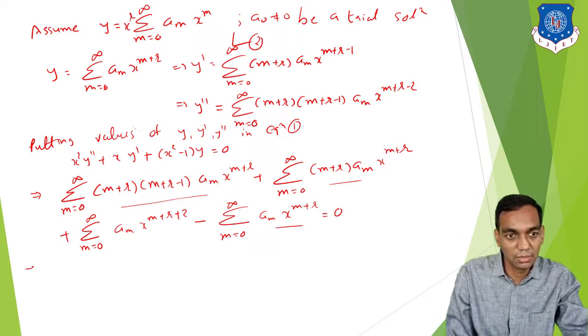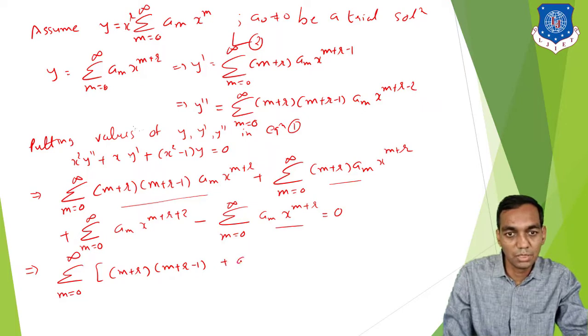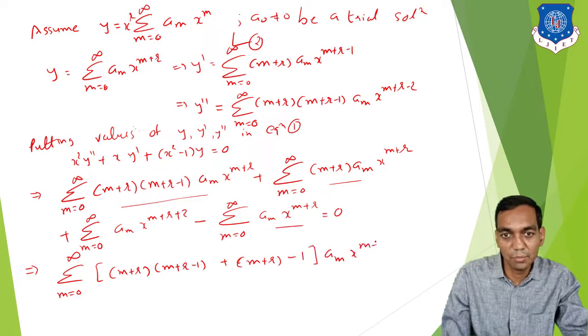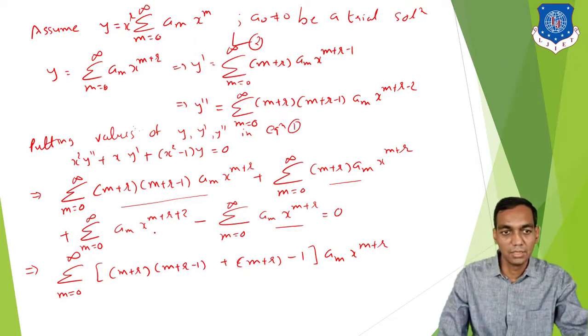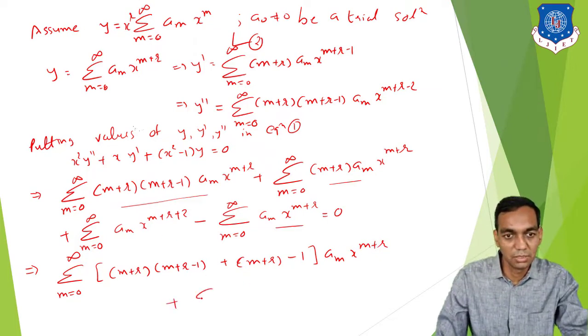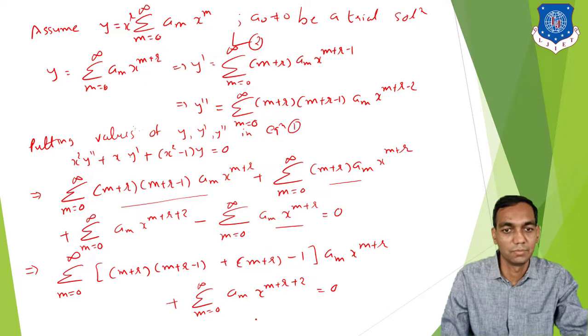So common out it, and that will give you sigma m running from 0 to infinity, (m plus r)(m plus r minus 1) plus (m plus r) minus 1, into am x raised to m plus r. Correct? And this term plus sigma m running from 0 to infinity am x raised to m plus r plus 2 is equal to 0.